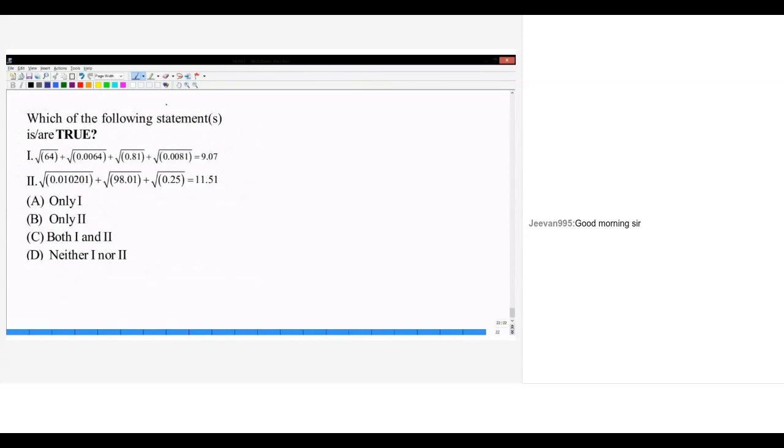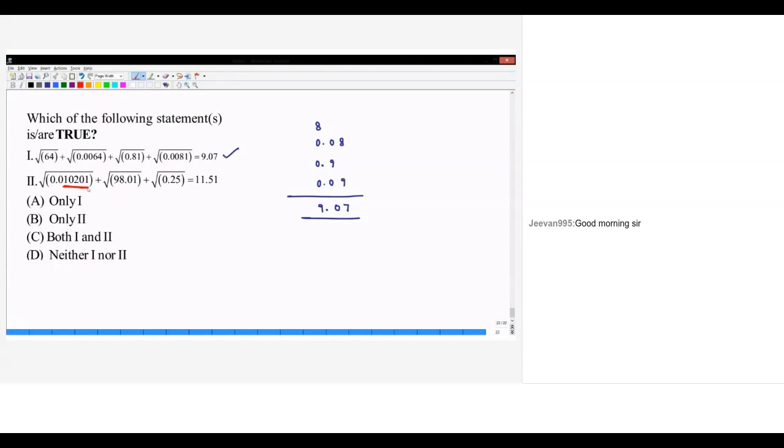Root of 64 is 8. Root of 0.0064 is 0.08. Root of 0.81 is 0.9. Root of 0.0081 is 0.09. Root of 0.49 is 0.7. This is 0. This is 9. Perfect.